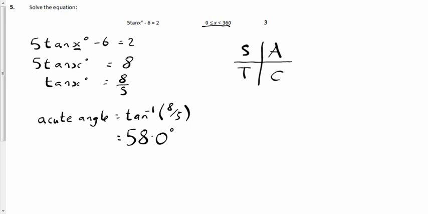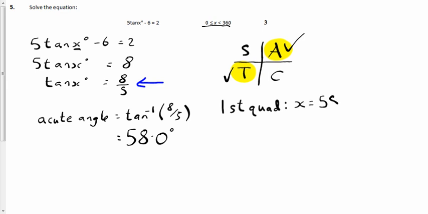Now, if we look back to our original equation, we can see tan x is positive. So this helps us identify the quadrants we're working in. We know our solution is positive, so all things are positive in the first quadrant. Solutions to tangent equations are positive in the third quadrant. So our first quadrant answer is just our acute angle.